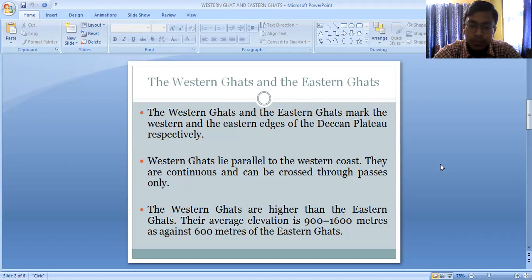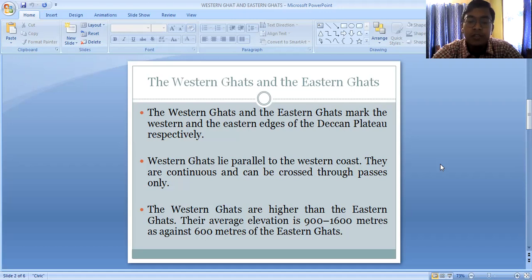The main difference between the Western Ghat and the Eastern Ghat is that the Western Ghats are higher in elevation than the Eastern Ghats. That means the height of the hills in the Western Ghats is higher than the hills of the Eastern Ghats. In the Western Ghats, the average elevation is 900 to 1600 meters.